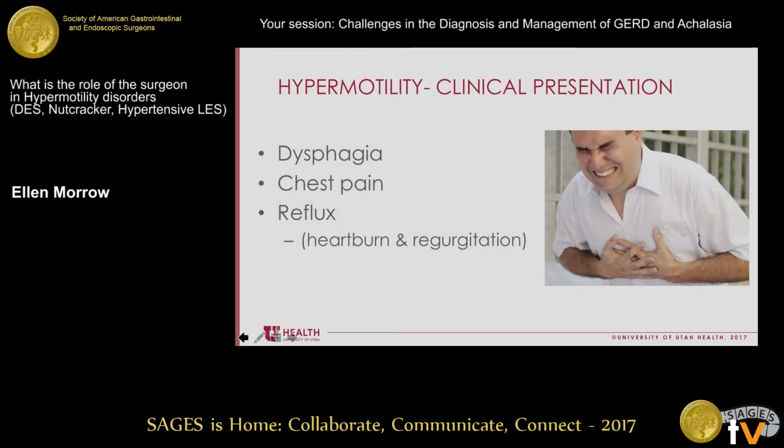So what's the clinical presentation here? Well, the most common symptom in patients with hypermotility disorders is dysphagia. Chest pain is somewhat less common than that, but some of these patients actually do present with typical reflux symptoms such as heartburn and regurgitation.